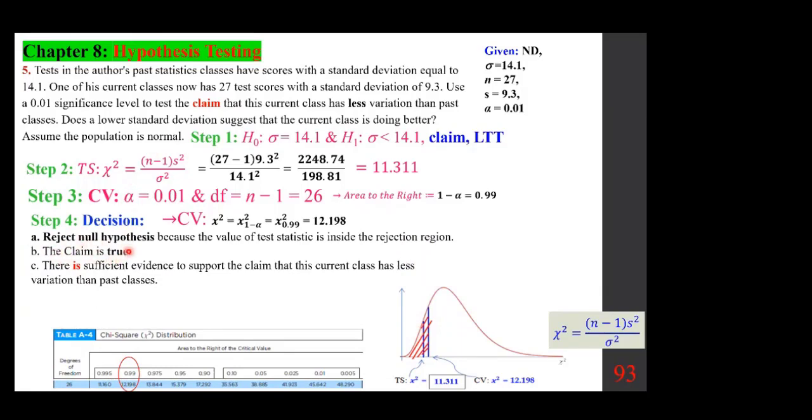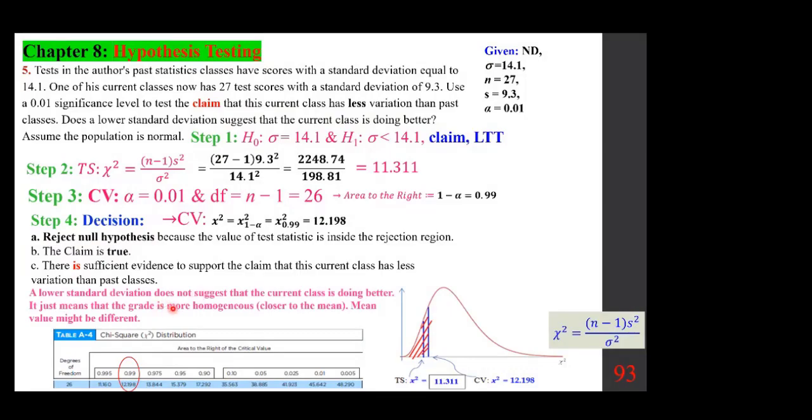So to answer part B, you have to go back to the first step. If you're rejecting H0, you are accepting H1, loosely put, and the claim becomes true. There is sufficient evidence to support the claim that this current class has less variation than past classes. A lower standard deviation doesn't suggest that the current class is doing better. It just means that the grades are more homogeneous, closer to the mean. The mean value might be different.